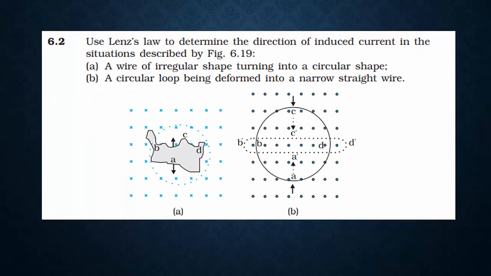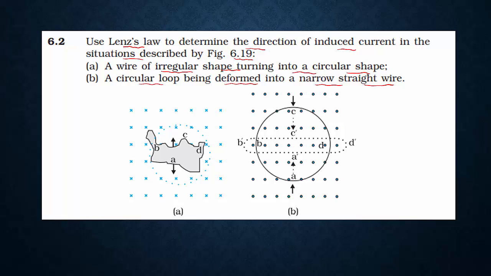Yes, the second question. Use Lenz's law to determine the direction of induced current in the situations described by figure 6.19. The first figure: a wire of irregular shape turning into a circular shape. The second one: a circular loop being deformed into a narrow straight wire. Yes, now let us study the first diagram. You can observe an irregular shape that is turning into a circular shape.